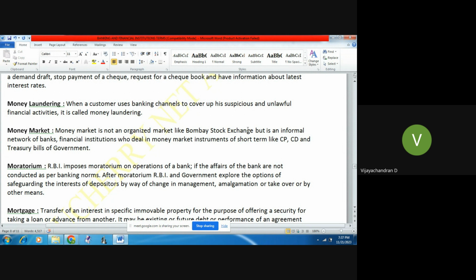Moratorium, what is moratorium? It is a warning given by the RBI. Why will they give the warning? If the banks are not working as per the norms and instructions of the RBI, then they will give the moratorium. It's a warning given by the RBI.